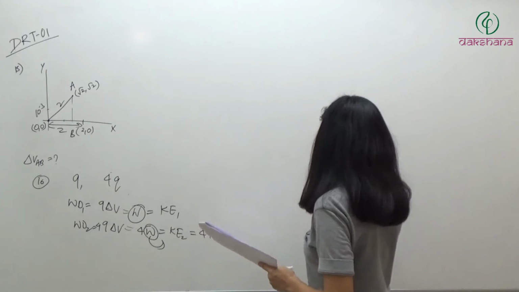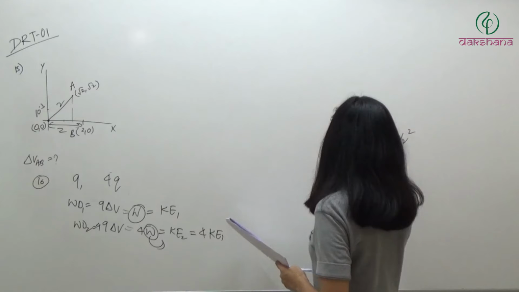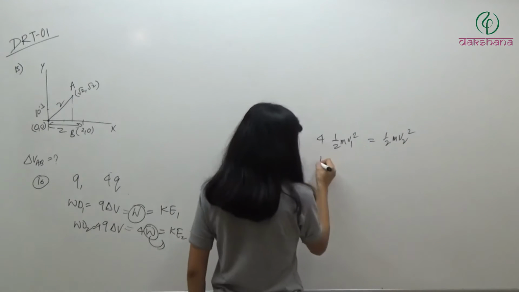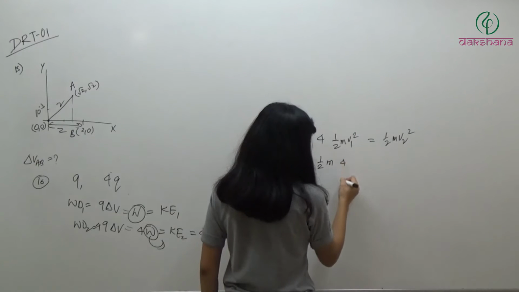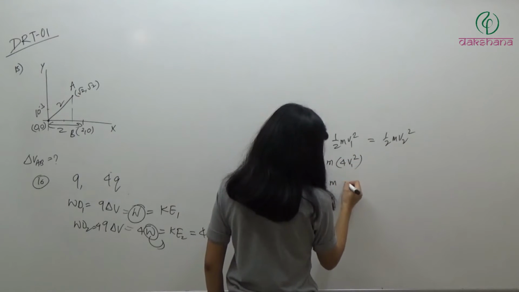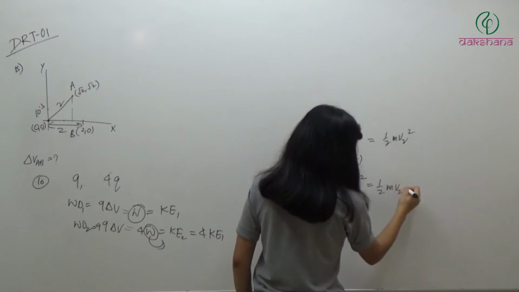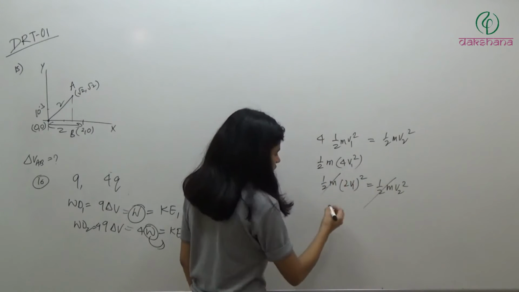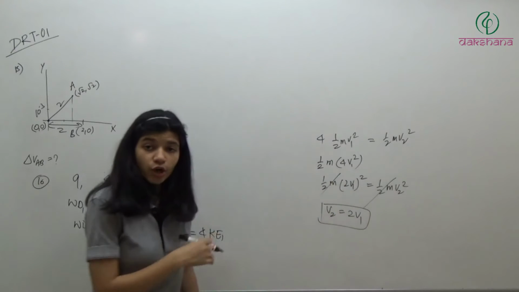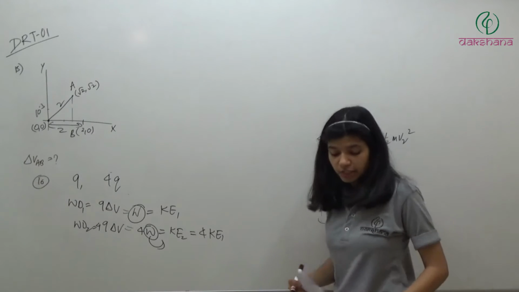What is it here? Half m v1 square and half m v2 square. Now half m v2 square is 4 times half m v1 square. So what do I write? Half m 4 v1 square, that is half m 2 v1 whole square, is equal to half m v2 square. It means half m cancels. So v2 is equal to 2 v1. So velocity of second particle, or speed of second particle, is twice the speed of first particle.